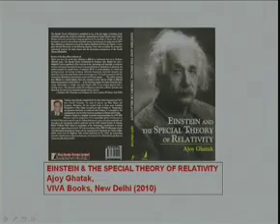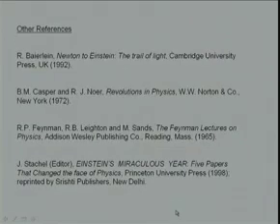My lectures have been based on a book that I have recently published on Einstein and special theory of relativity, which has been published by Viva Books. There are many other very nice books which have been written on the special theory of relativity. One is by Ralph Baierlein, Newton to Einstein: The Trail of Light. It is a very nicely written book published by Cambridge University Press. And then there is a classic text by Barry Casper and R. J. Noer, Revolutions in Physics, published by W. W. Norton and Company.